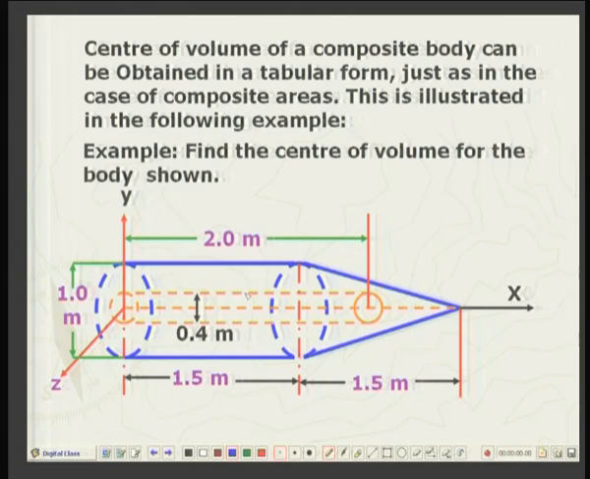Out of the total 3 meter length of the bullet shaped body, up to 2 meters there is a cavity. So, we have to find the center of the volume for the body shown.